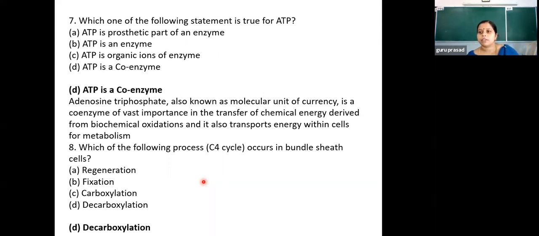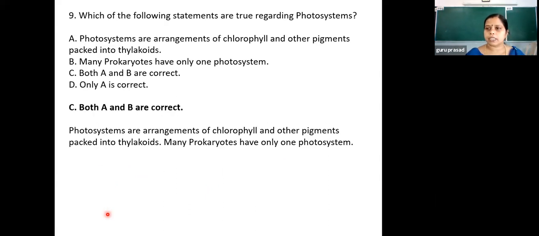Some of these questions are apart from the syllabus. Okay, next. Which of the following processes occurs in the bundle sheath cell? Regeneration, fixation, carboxylation, decarboxylation. Now only we have discussed this, right? The answer is decarboxylation. Why? Because the C4 acid gets converted to C3 acid by a process called decarboxylation reaction. Answer is option D, decarboxylation.